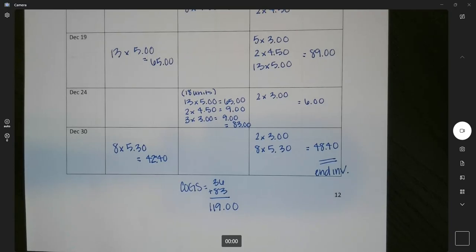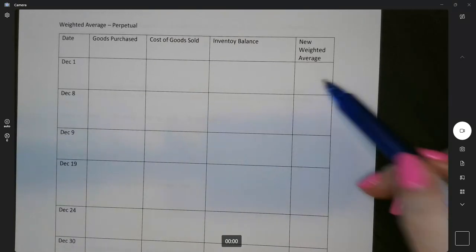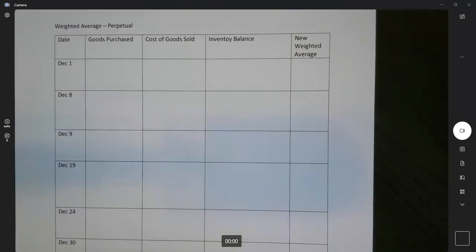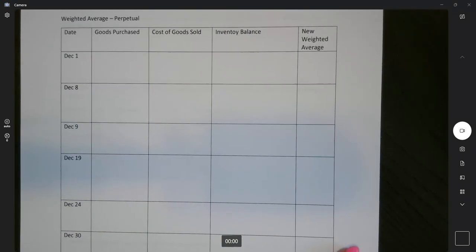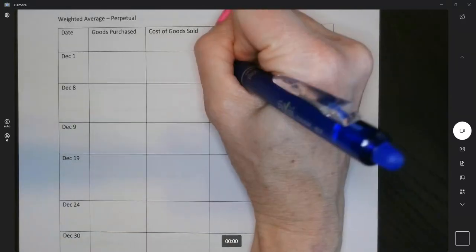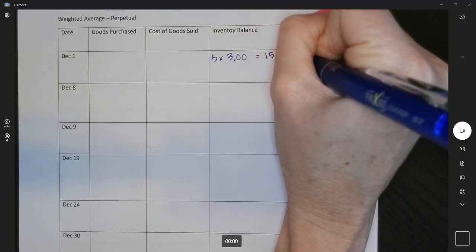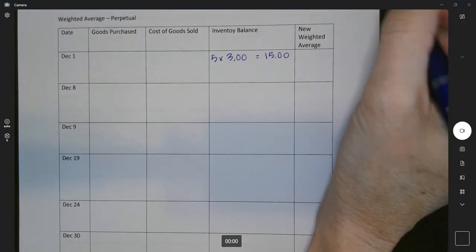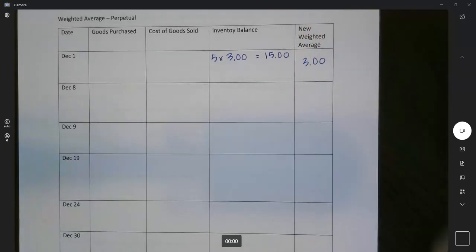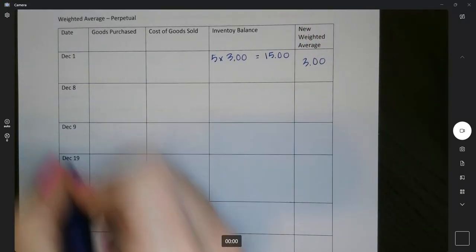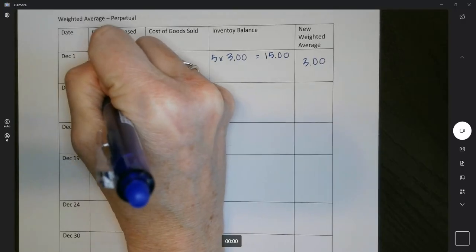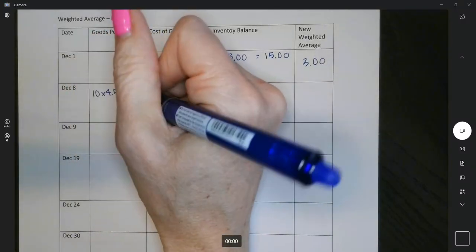Weighted average also has some extra work to it. We'll look at that in a second. In weighted average, we have to come up with a new weighted average every time we make a new purchase. Okay. So on December 1st, our beginning inventory was 5 units at $3 a piece, which was $15. Weighted average right now is $3 per unit. On December 8th, we bought 10 more units at $4.50 for $45.